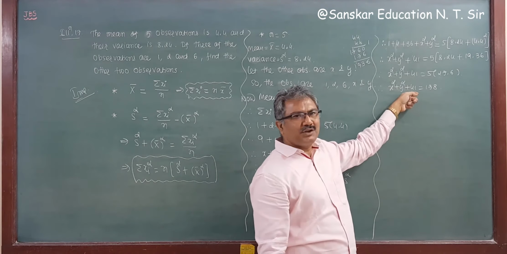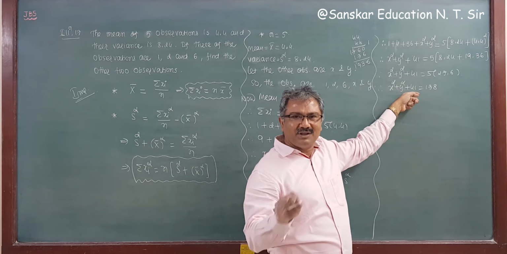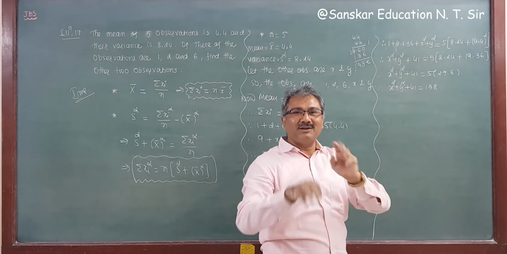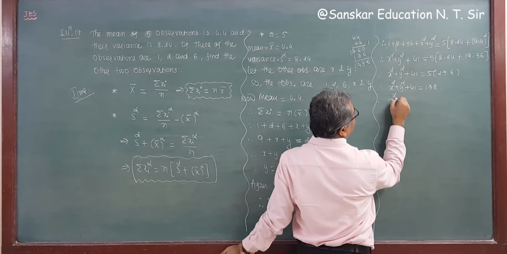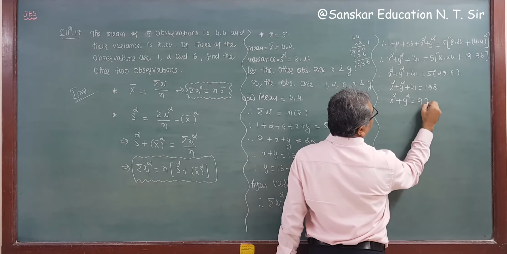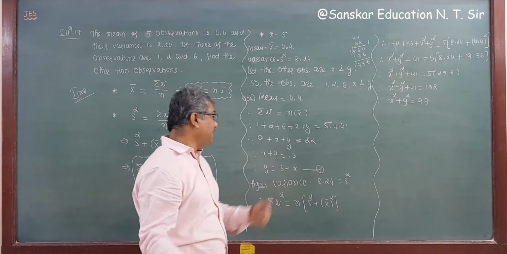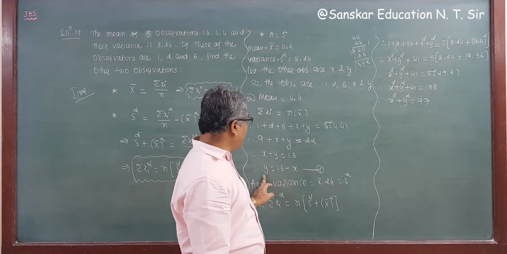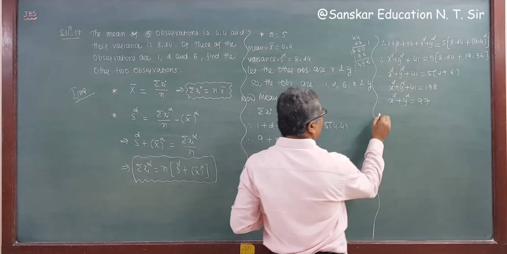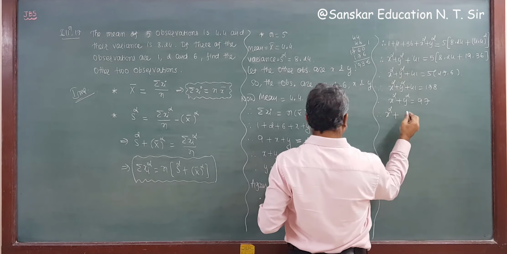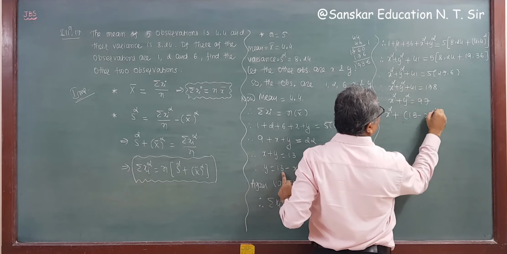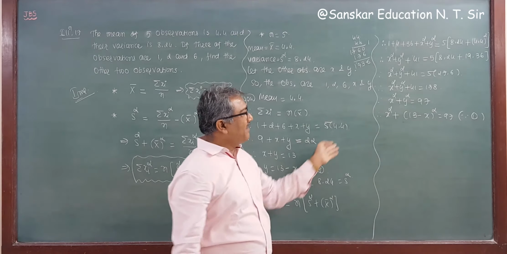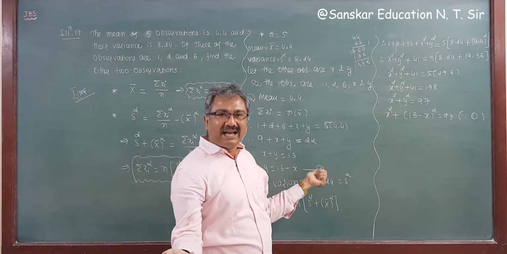Now 138 minus 41 is 97. Don't worry, you have a calculator; use your calculator. I have a calculator in my mind, so I am calculating. So x square plus y square is equal to 97. Now we have to find the value of x and y, meaning we have to solve these two equations. Substituting the value of y here, we get x square plus (13 minus x) whole square is equal to 97, due to reason number 1. Now expanding and simplifying this, you will get your x and y.